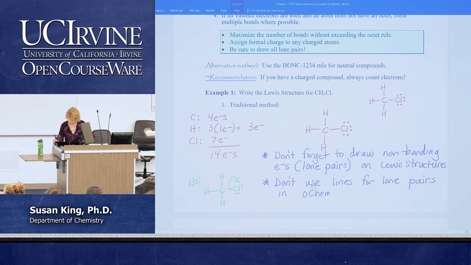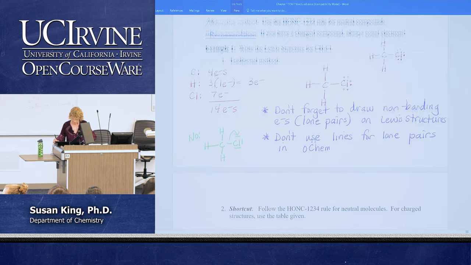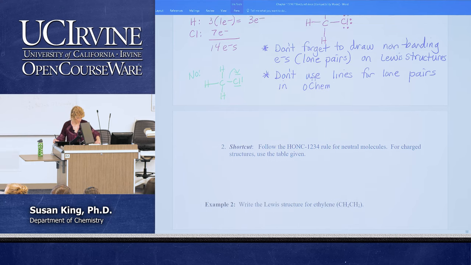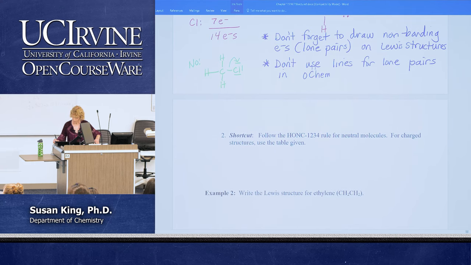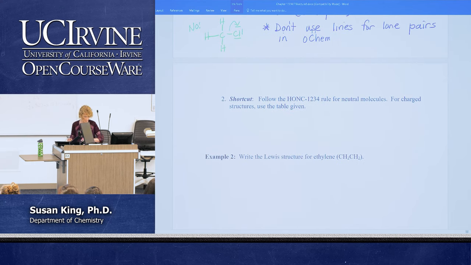Okay. I already did the shortcut, follow the HONC 1, 2, 3, 4 rule. But let's just do it here anyway. Carbon, 4 bonds. Hydrogen and chlorine, 1 bond each. And so carbon has 4 bonds, so it's got to have 4 bonds here: 3 of them to hydrogen, 1 of them to chlorine.